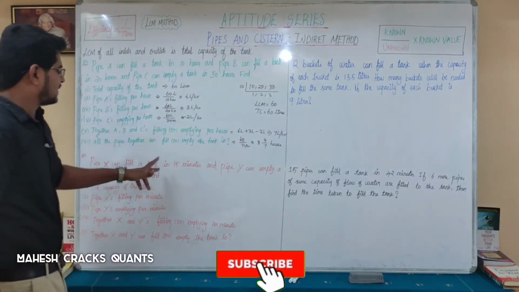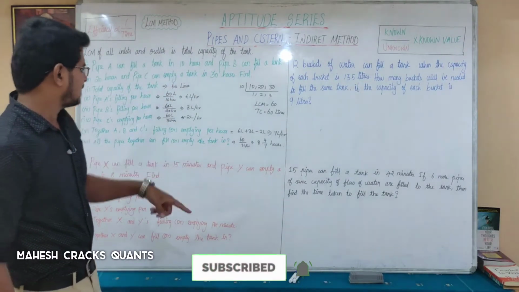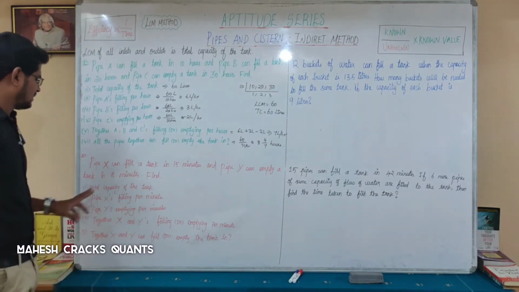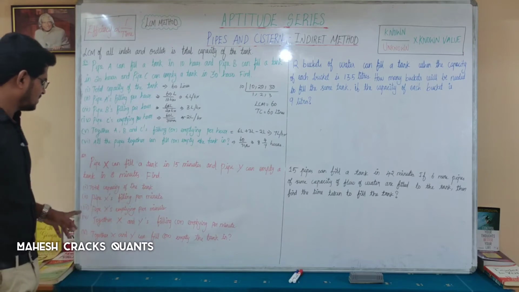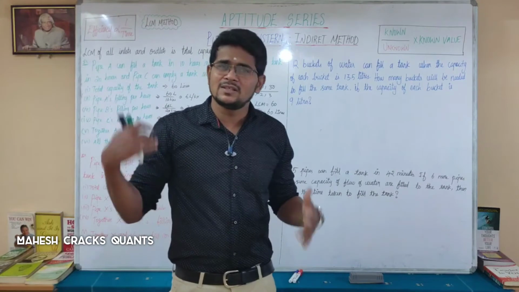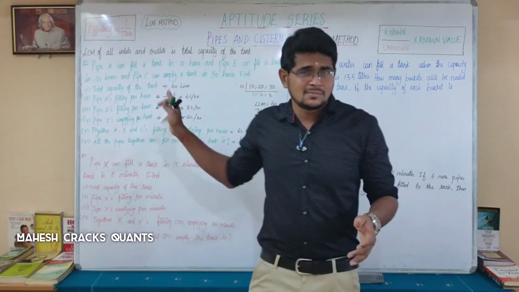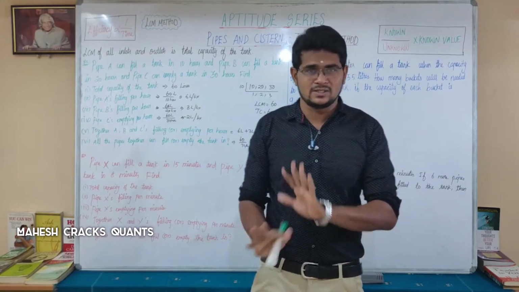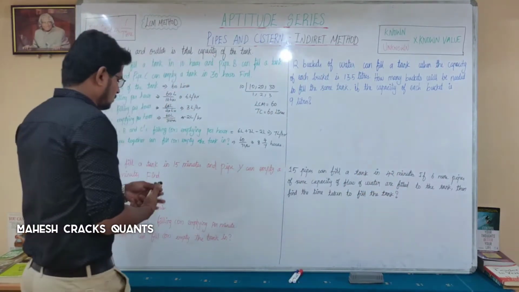Pipe X can fill the tank in 15 minutes and pipe Y can empty the tank in 8 minutes. Find the total capacity of the tank. These are the same kind of questions. The only difference between the two questions is that there were 3 pipes, here there are 2 pipes, and there the time was in hours, here it is in minutes. That's it. What do you have to do first?